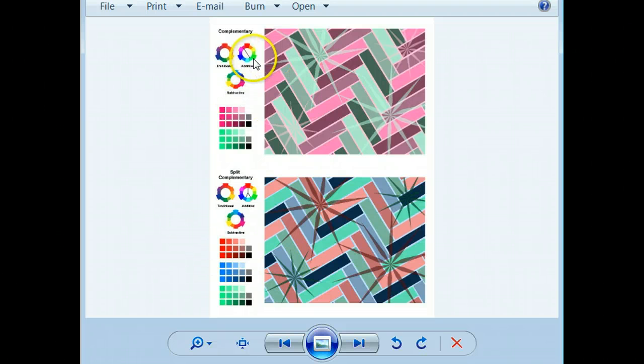Let's take a look here, Amanda. Really great work. So complementary is correct. Split complementary looks good. Again, we have this strong composition that uses a broad range of tints, tones, and shades in the design.